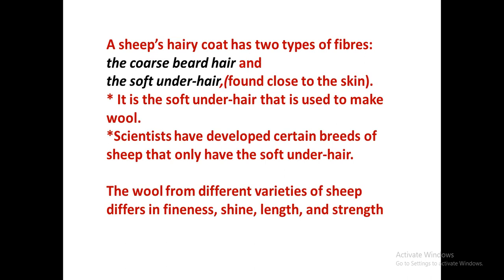Now children, coming to the hair of the sheep, which is actually the wool that we use, it is of 2 types. One is the coarse beard hair, and the other one is the soft under hair, which is the one close to the skin. Like when you wear a coat, normally how do you wear? You wear a very soft kind of shirt inside, and over that you wear the coat, isn't it? Same way, the sheep also has a soft under hair. Over it, it has the coarse beard hair. It is the soft under hair, which is very smooth and shiny most of the time, that is used to make the wool.